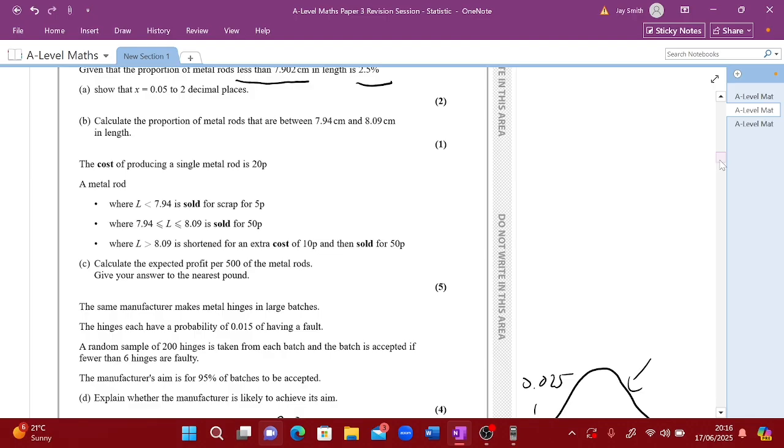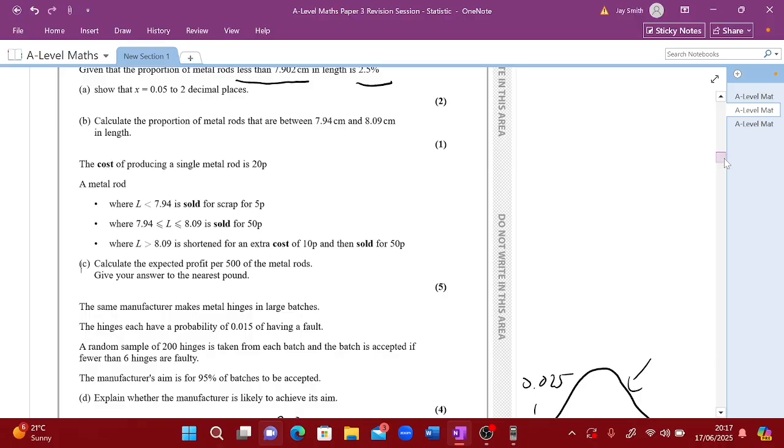So part C, saying the cost of producing a single metal rod is 20p. A metal rod where L is less than 7.94 is scrapped. We're given three regions of L essentially: L less than 7.94, 7.94 to 8.09, and anything above 8.09. Calculate the expected profit. We're given the associated profit and cost of each region.